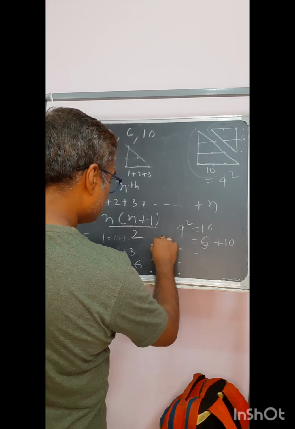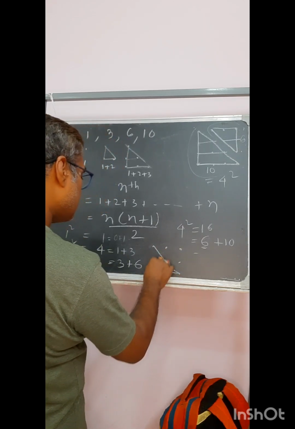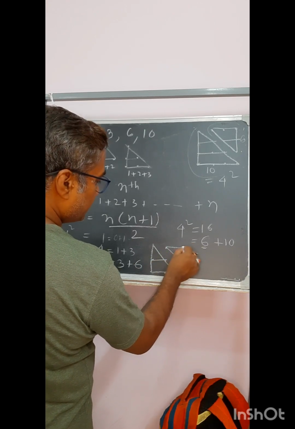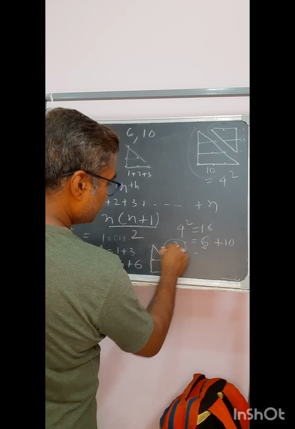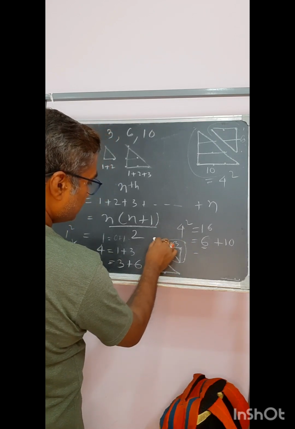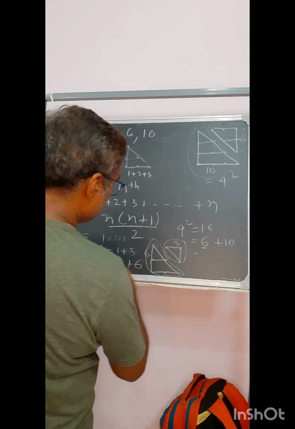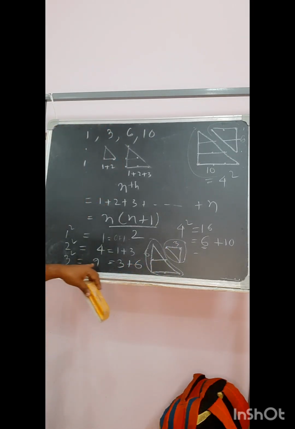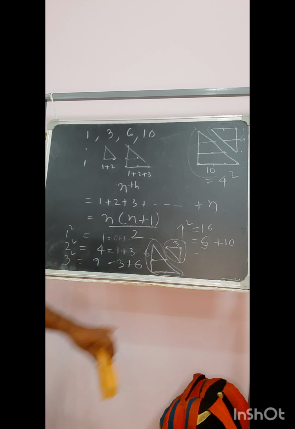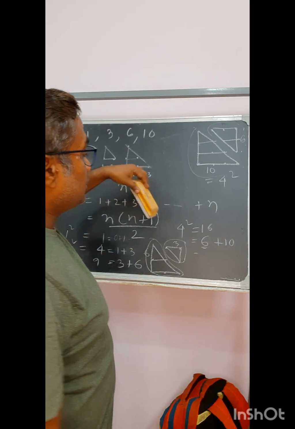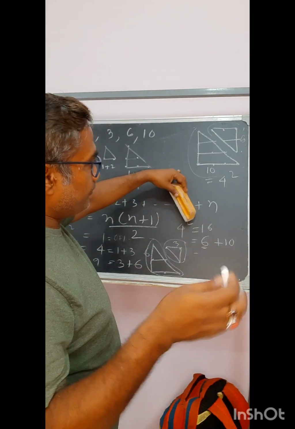So 9 can be represented with the second triangle consisting of 3 dots and the third triangle consisting of 6. So 3 plus 6 will give you 3 square, that means 9, a square. So any consecutive numbers which can represent a triangle, if I add them, I will definitely get a square number.